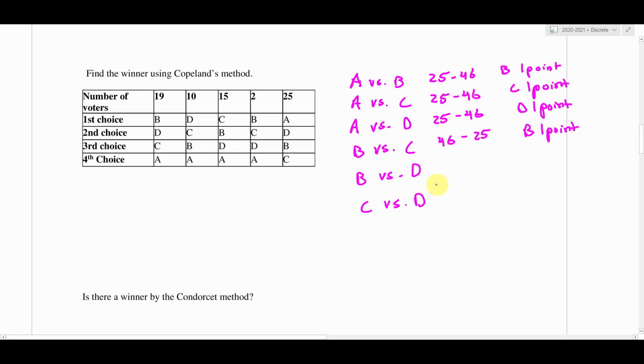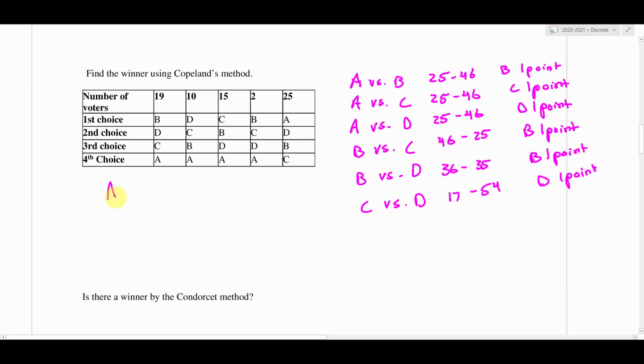There we go. All right, so then B versus D. When I did that one, I got 36 to 35. Again, feel free to check my numbers here. But B gets another point there. And then C versus D, I got 17 to 54. Right, 17 for C, 54 for D, so D gets 1 point.